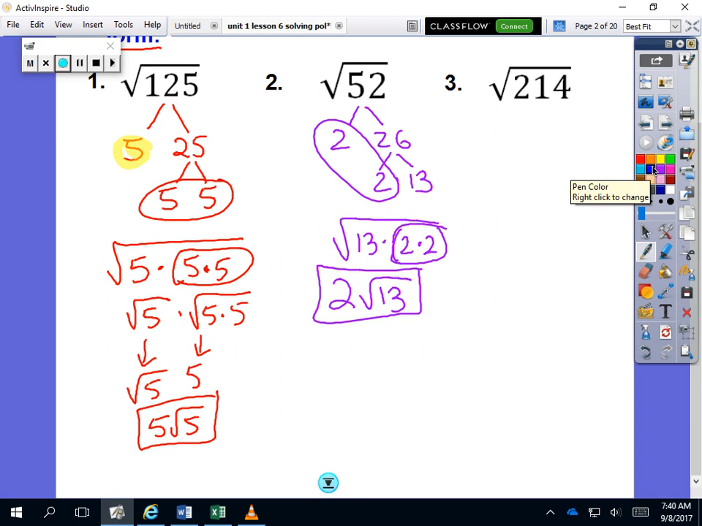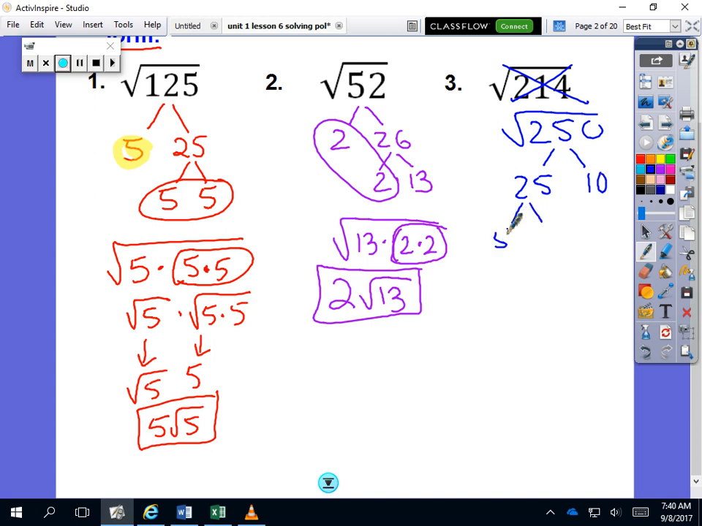The third one, I'm going to change to the square root of 200. Square root of 200. Okay, wait, I don't want 200 because that's coming up in a minute. 250. Sorry, square root of 250. So this is going to be 25 times 10.